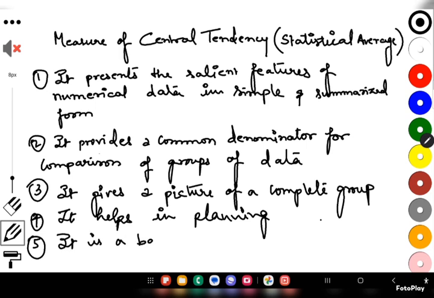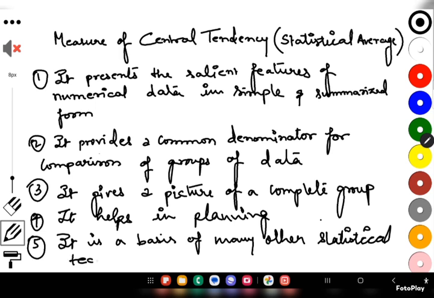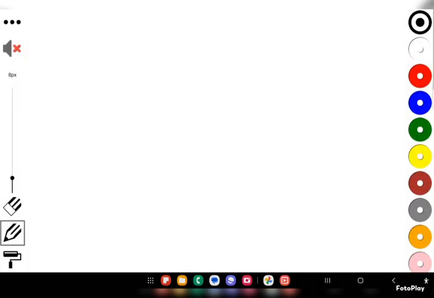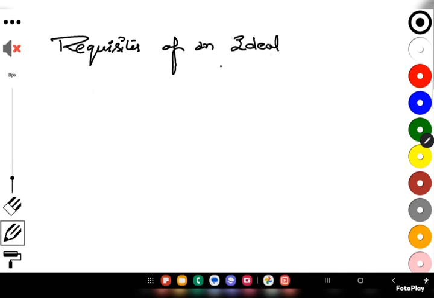An average is valuable in setting standards also, like in any kind of estimation or planning purpose. It is quite useful, and that is why it is the basis for many other techniques of statistical analysis also. It also traces the mathematical relationship between different groups of data, and that's why it's also helpful in making decisions or in the process of experimentation and research.